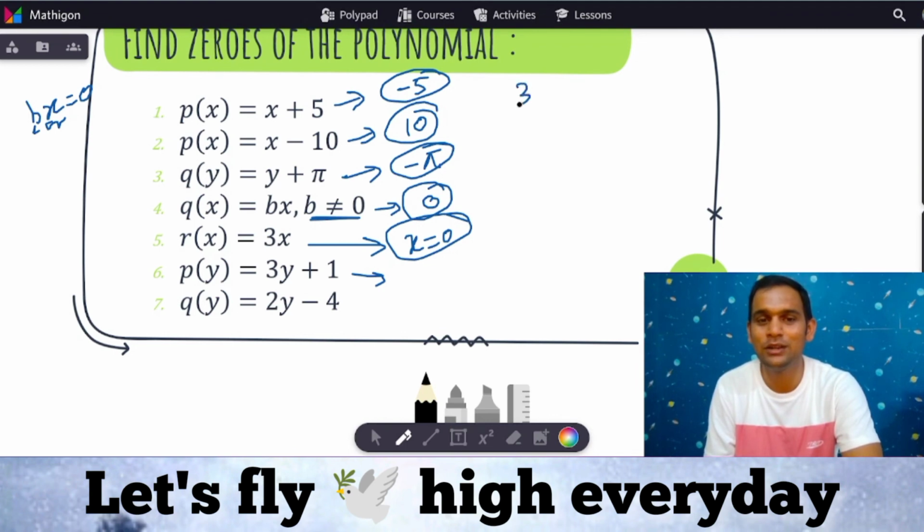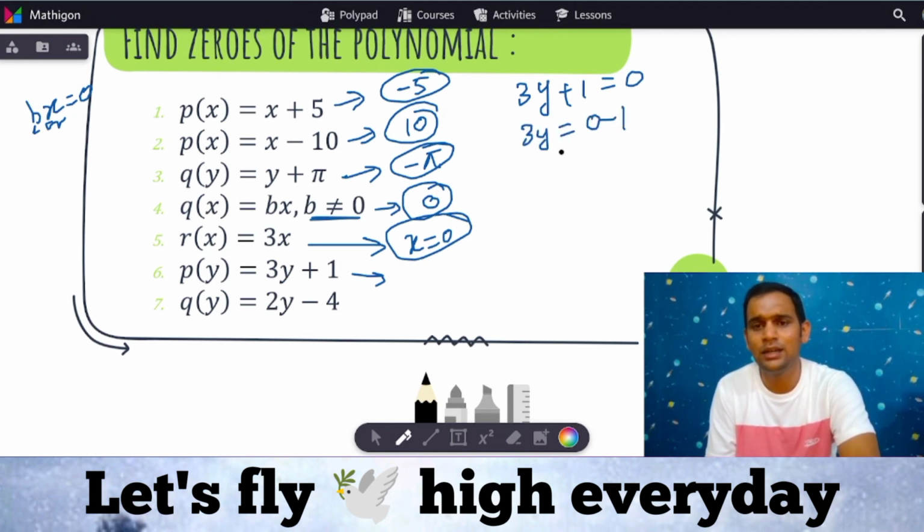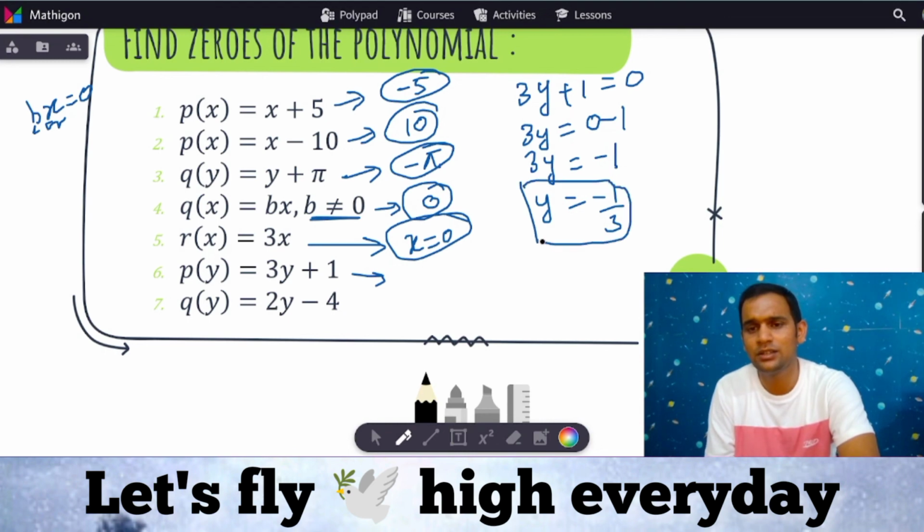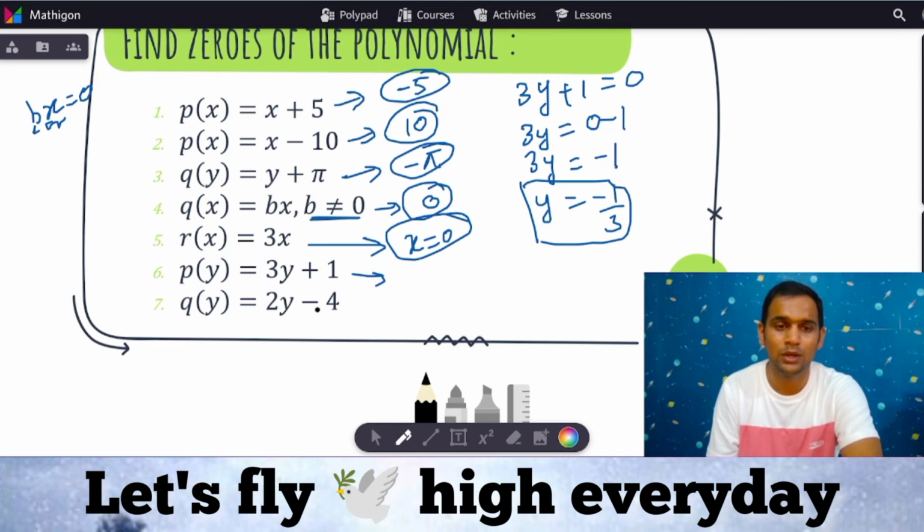So 3y plus 1 equal to 0. We'll quickly solve it. That is how we find the zero of a polynomial. So 3y equals 0 minus 1. So 3y equals minus 1. y equals minus 1 divided by 3. 3 is in multiplication. When it goes to the other side, it becomes division. So minus 1 by 3. So y becomes equal to minus 1 by 3.